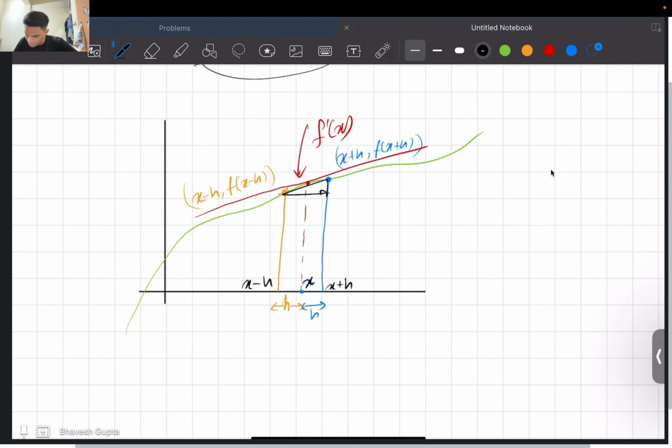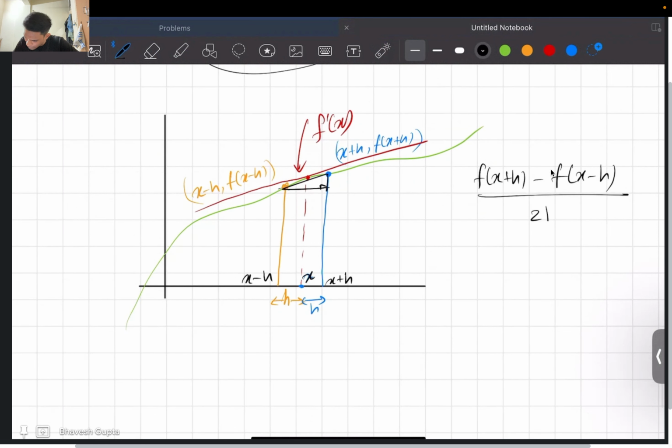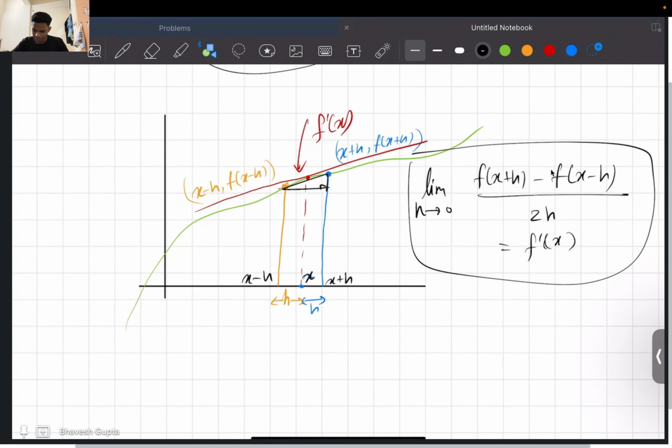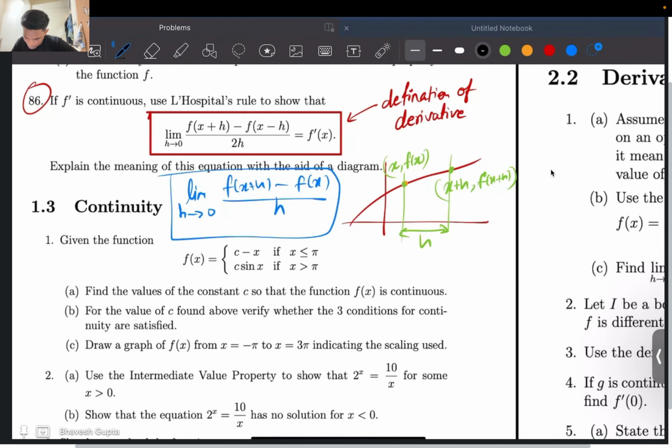The same trick you will do: you will just take the difference of the numerator and the denominator. This is the difference on the numerator, this is the difference in the denominator, which turns out to be 2h, and you will take h to 0, and this will basically tell you the same idea. That's what the problem is trying to tell you. Exact same thing.